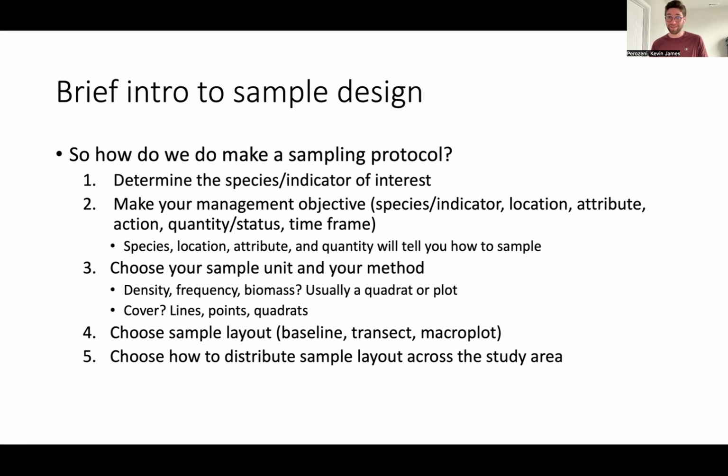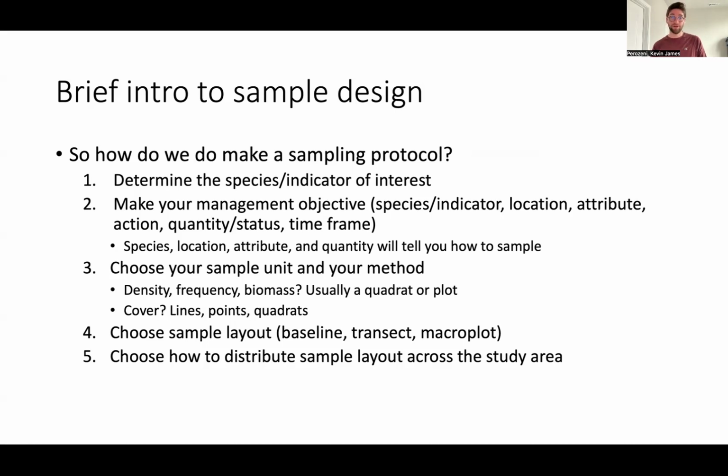We've again gone out and done them, which has been great. So are you going to collect density? Are you collecting frequency? Are you doing biomass? This is usually a quadrat or a plot. You might use, as we did, some transects. And are you looking at cover? Are those lines, those points, those quadrats, are all important when you're trying to look at your objective and look at what you're going to collect.